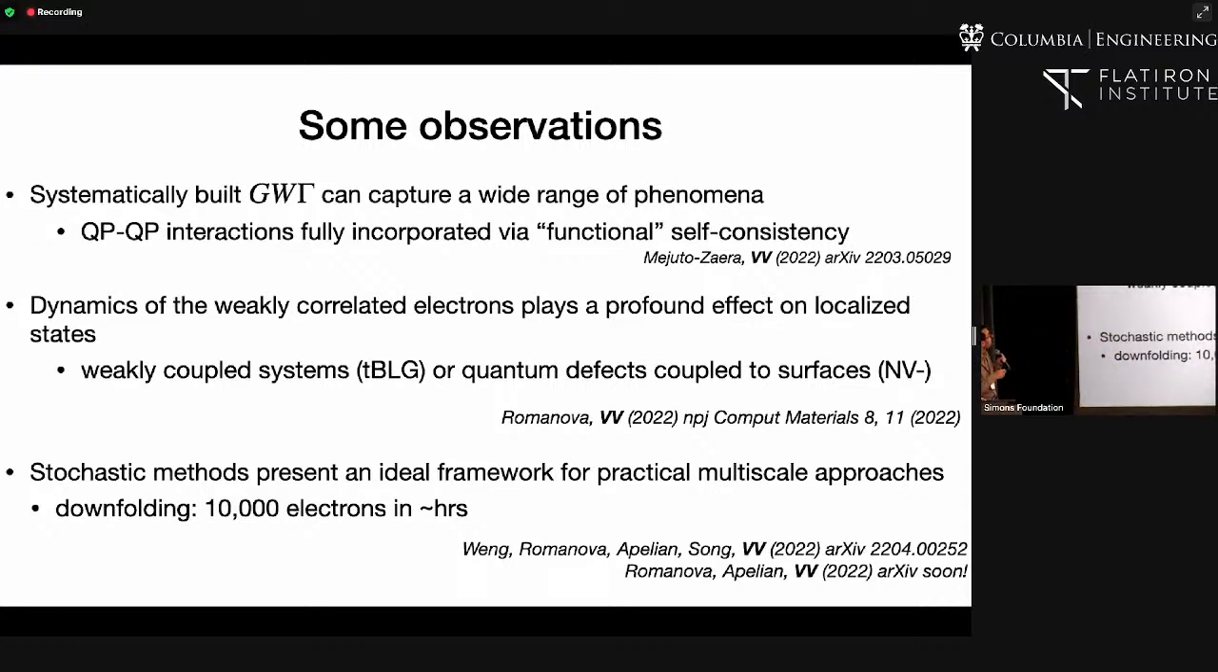Some of our observations are that we can systematically build this perturbation theory to push the convergence radius of the perturbation theory to strong interactions. The dynamics of the weakly correlated electrons is actually quite important to drive certain phenomena, even for what is nominally considered a strongly correlated material. And what I'm strongly advocating for are the stochastic methods, because as I have shown you, we can do something for 10,000 electrons within hours of computer time.